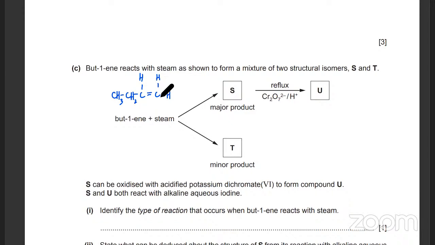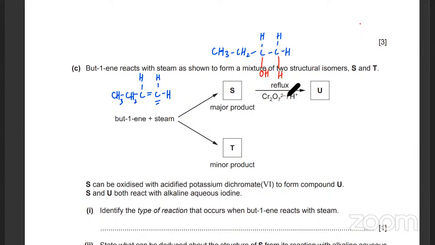Right. Okay. So Markovnikov's rule, the H will always get attached to the carbon that's already bonded to more H atoms. So you'll have CH3 and you'll have CH2, and the double bond will go away and you'll have OH over here and you'll have an H on this side, right? That's going to be your major product.